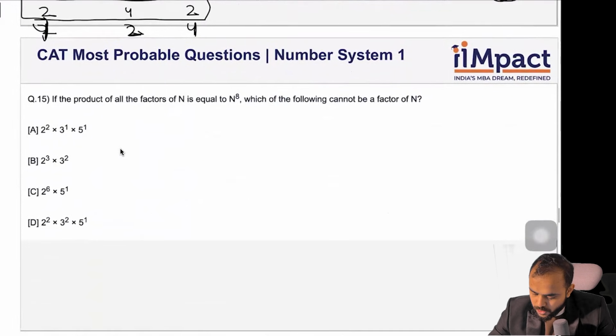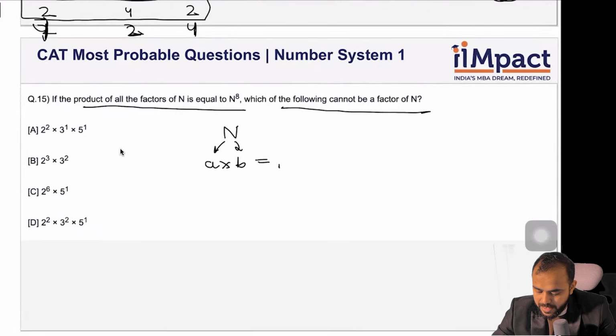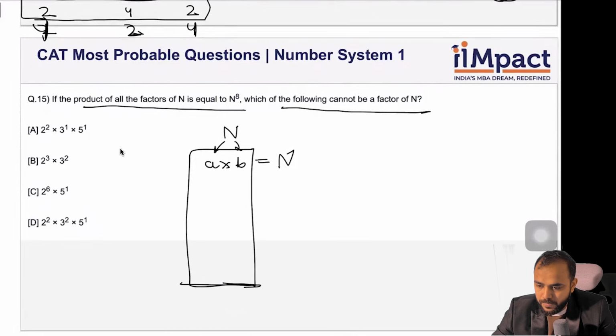Moving on, the product of all the factors of n is equal to n to the power 8. Then which of the following cannot be a factor of n? So let us look at this. If I break down n into two numbers by writing its factors, a into b will give me n, which means there should be 8 such rows, which would mean that n will have 16 factors.